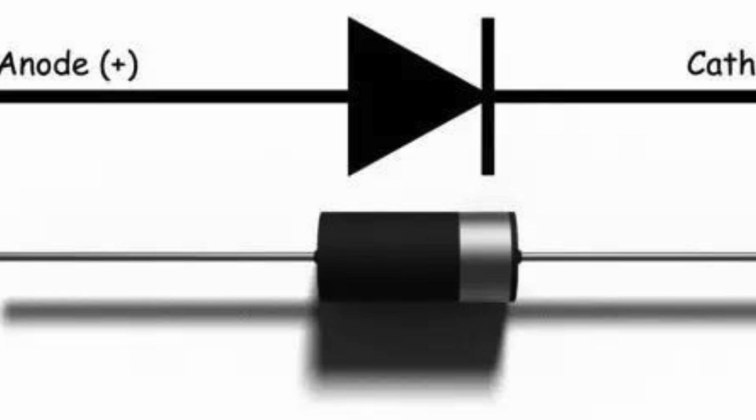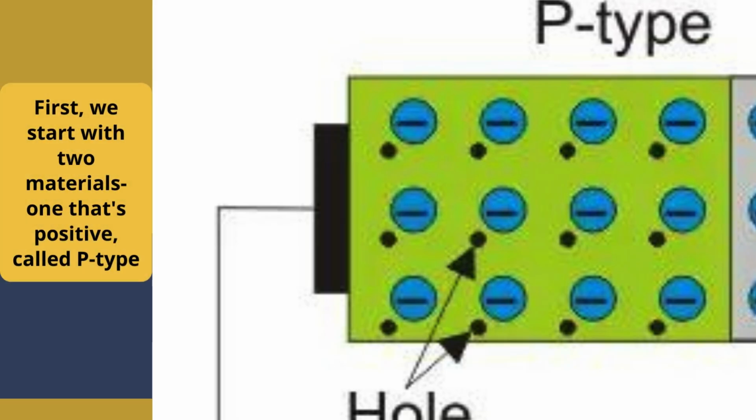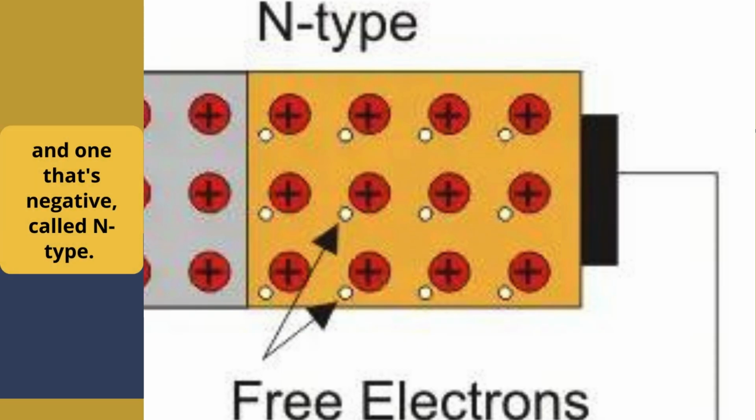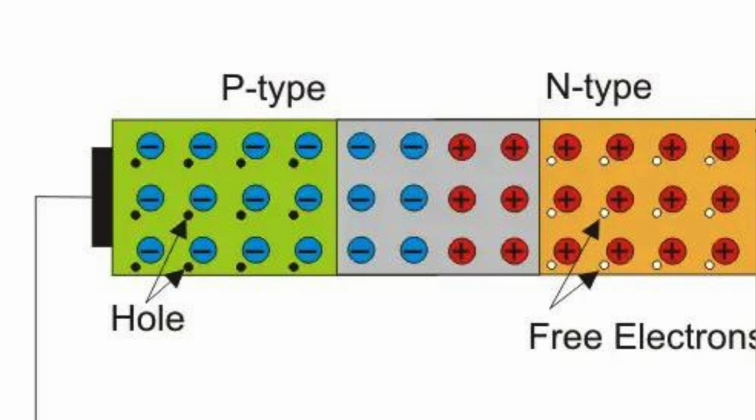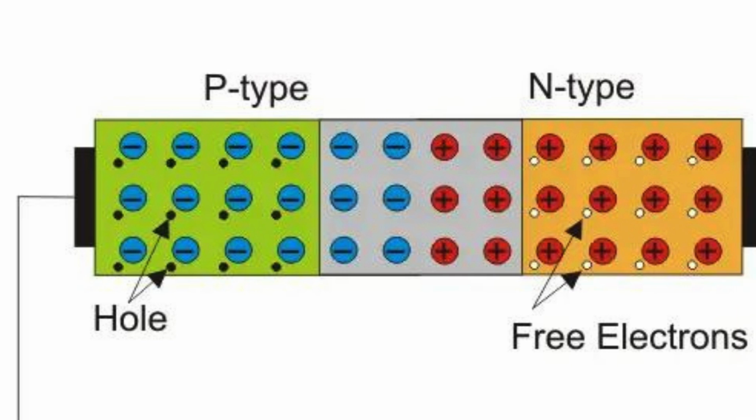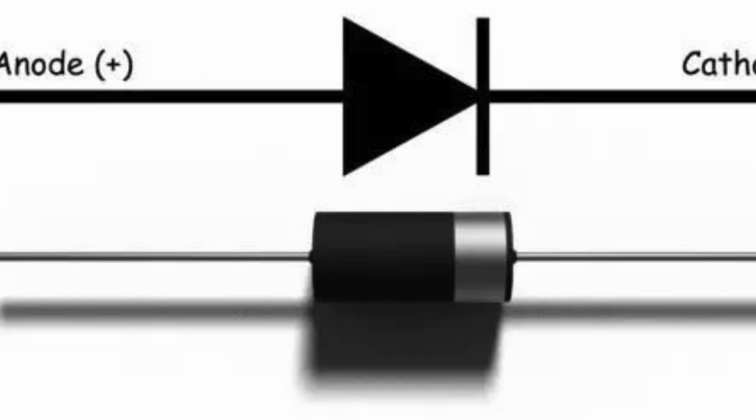First, we start with two materials. One that is positive, called the P-type, and another one that is negative, called the N-type. Think of them like peanut butter and jelly. When we put these two together, we get a PN junction. This is where the magic happens. At this junction, electrons from the N-type material meet with holes from the P-type material. It's like a handshake that allows the current to pass in only one direction. So this is how a diode is made.